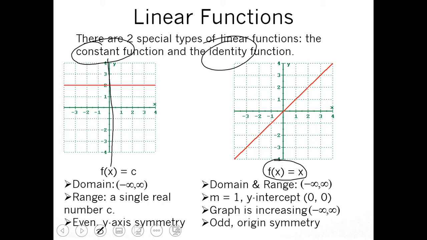Of course, you can change the identity function by changing the slope, either making it steeper or less steep. You could make it negative, which would have it go the opposite direction. And you could, of course, move it up and down by changing the b, which would change the y-intercept. Notice that in this particular problem, the graph is increasing from negative infinity to infinity. This is an example of a graph that is odd with origin symmetry. In case you don't remember, even and y-axis always go together, and odd and origin always go together.